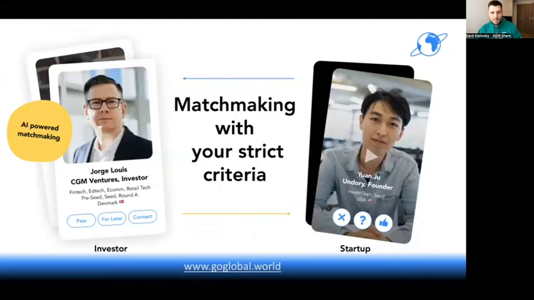Now, within the platform, you also match with investors, and the investors match with you. So both sides decide whether they want to pass on a specific person or connect. And if two people decide to connect, then the chat gets activated, and only then can they communicate. So no more time wasted on irrelevant people. Only relevant people will continue speaking to each other, and it's all automated.